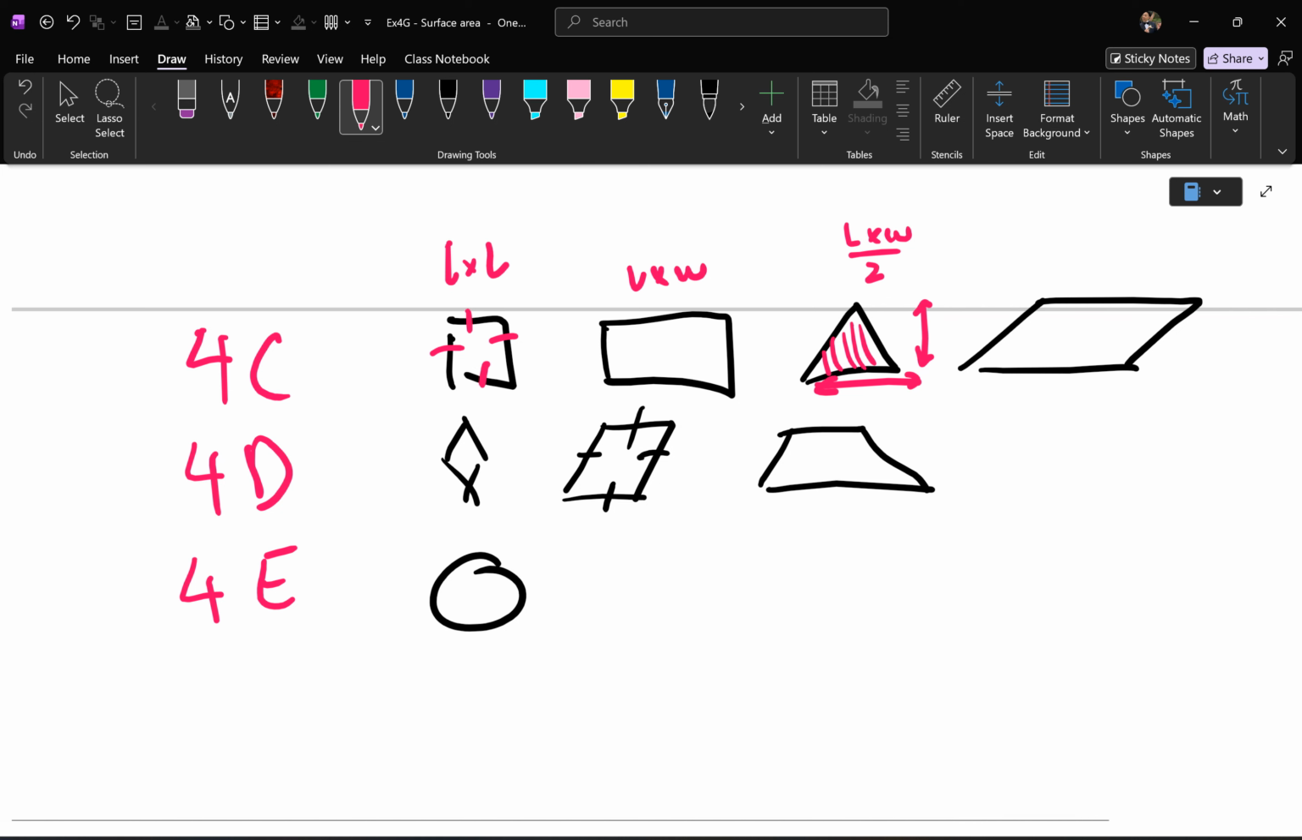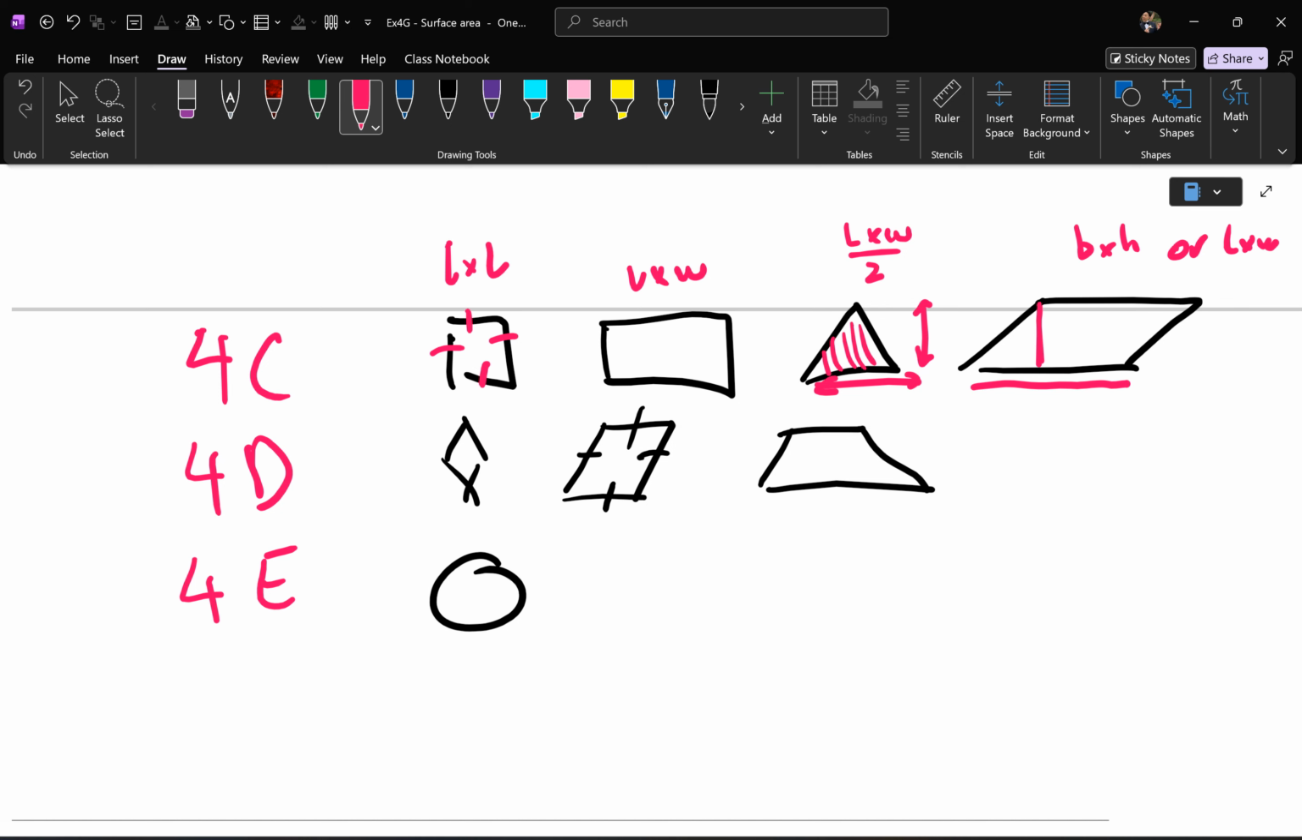Base times height. And again, a parallelogram is actually the same as a rectangle, just looks a bit different. And so we usually say it's this. But you see where I cut here, if I cut that triangle and then place over here, you get a rectangle. So that's why it's length times width again, or base times height. Either way, means the same thing. So all of them, it's pretty much length times width in some form. So 4C should be the easiest to memorize because it's the same formula across. It's all mainly rectangles. Yeah?